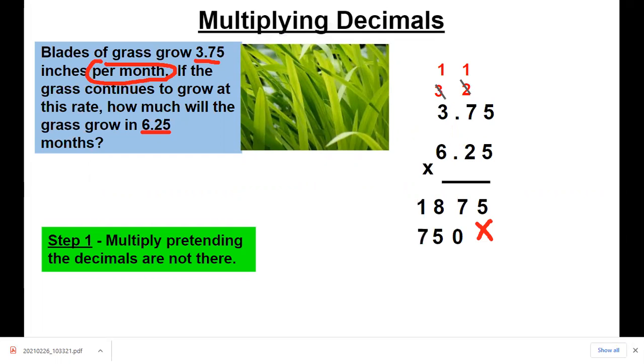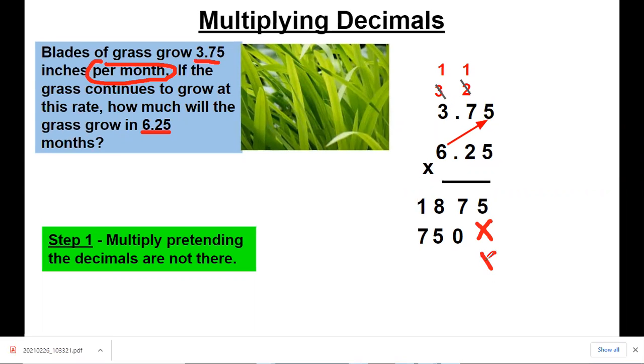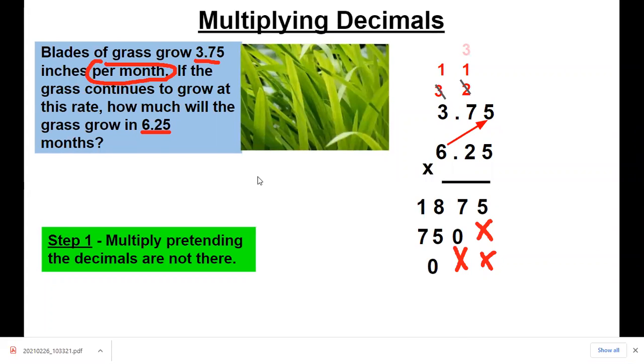Okay, now I'm ready to start the 6. 6 times 5. So I'm going to put another X because I have to start it under the 8 and the 5 and the 6. They're all supposed to be lined up. So I don't want to start here and I don't want to start here. So I'll put those 2 X's in there. So 5 times 6 is 30. Put down the 0 and carry the 3.